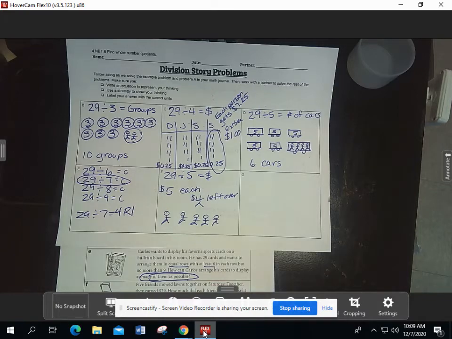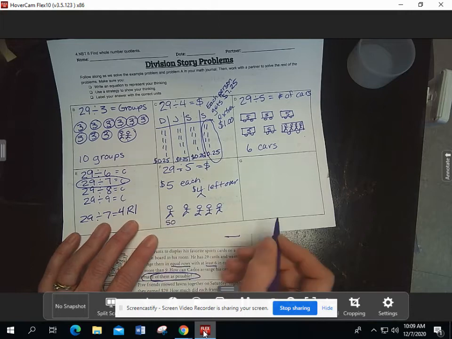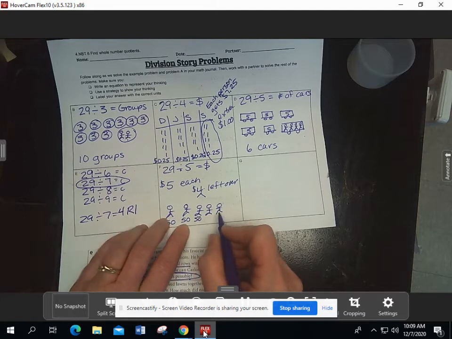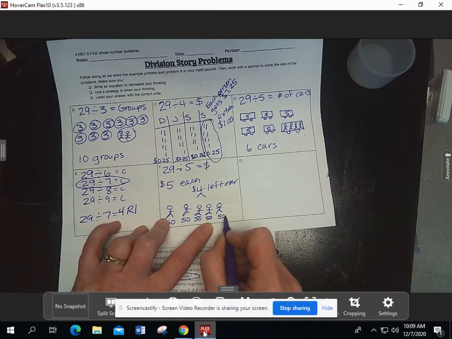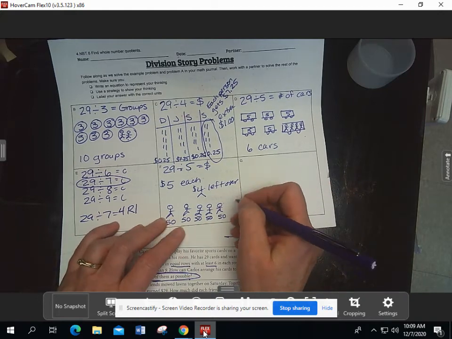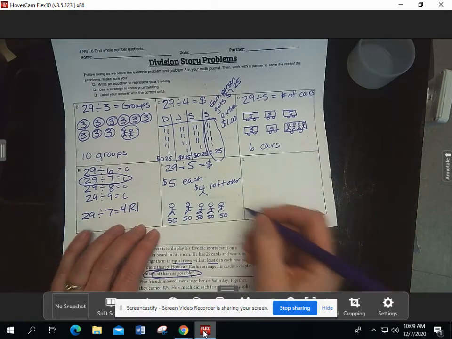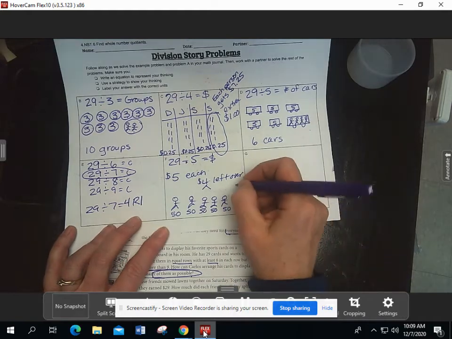Yes. Well, let's count. 50, $1, $1.50, $2, $2.50. Okay, how much is still left over from that we haven't given out yet? $4 minus $2.50. Yes, $1.50. Well, should we try splitting them up? So now we have $1.50 left over.